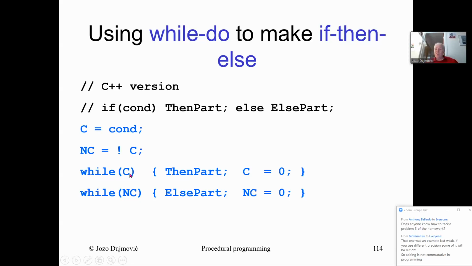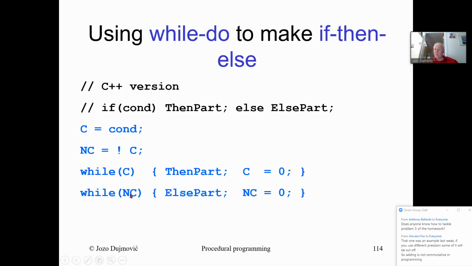So if condition is true, I'm going to enter this block and execute the then part. Then this loop will try to execute the then part for the second time. But I'm going immediately to close the door and say C is 0. So when I put C is 0, that means it is false. When you try to execute this for the second time, this is going to be false, and you drop to the next loop. If C was true, this is going to be false.